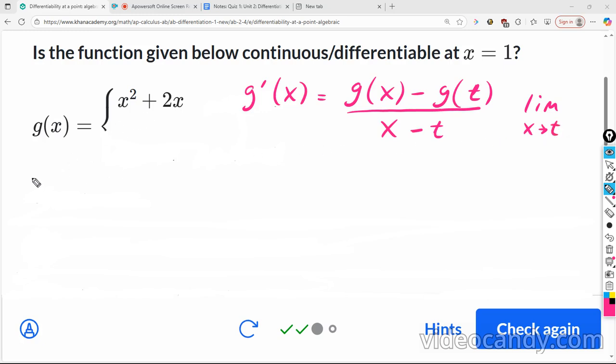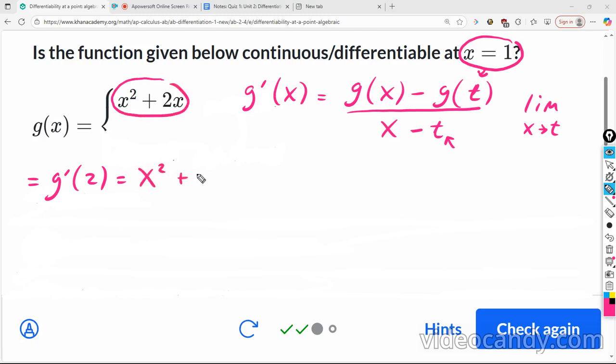For this function here, we're going to be doing g prime of 1. Remember we said that goes in place of t, not x. Even though it says x equals 1, t is the value where we're finding the derivative. We're differentiating. So we're going to do g prime of 1, and that's going to equal g of x, which is this function right here, x squared plus 2x, minus g of t. I'm not sure why I put in 2. I meant to say 1.